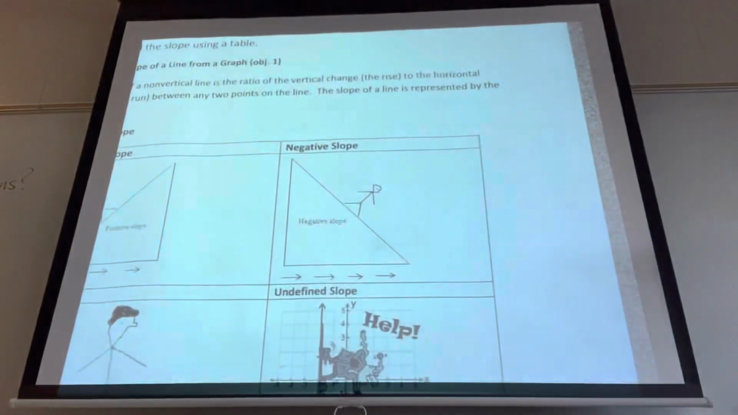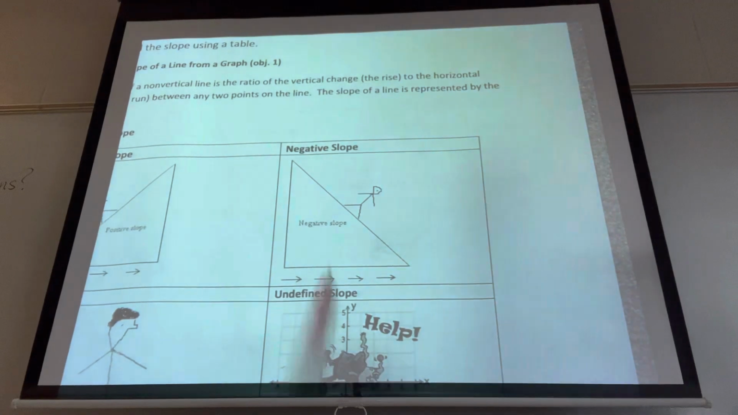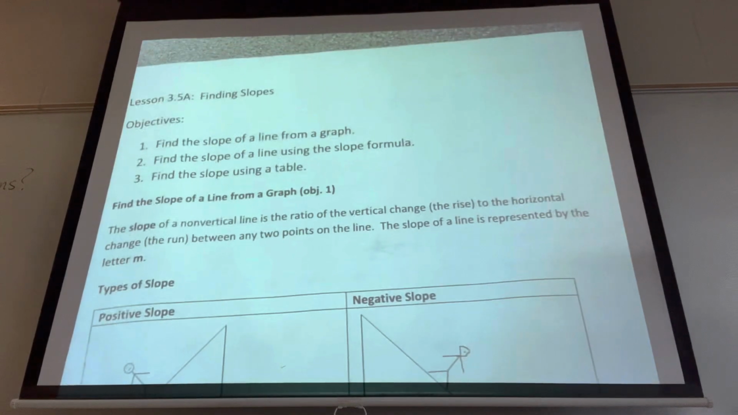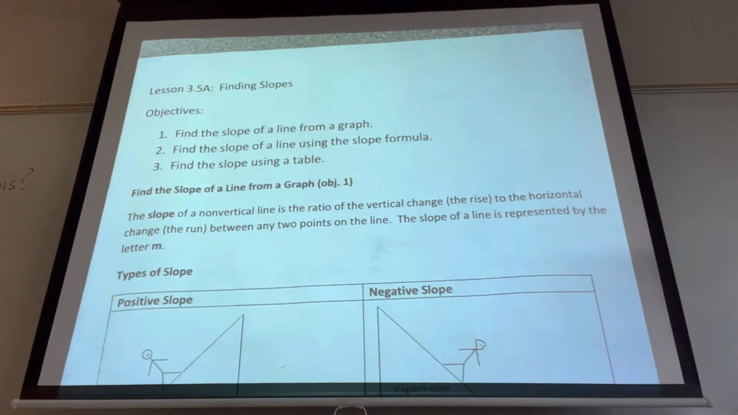But I bet you guys already know some things about slope. Can anybody tell me something about slope? So it's constant, it's consistent. Yes, I agree with you. So if you're finding the slope of something, it's going to be consistent. And the reason why is because we find the slope of lines, and aren't lines the same throughout the line?